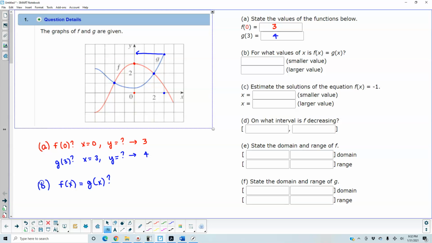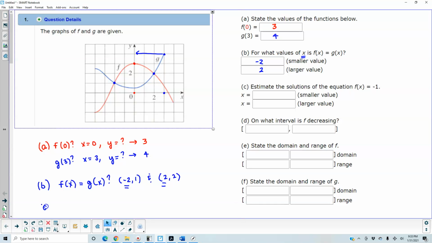And we want to find the values of x. So what is the ordered pair as to where they intersect? Well, we know that the first ordered pair is (-2, 1), and the other is (2, 2). And so again, we're looking for the values of x. So that means the smallest x is -2, the largest x is +2. So it's -2 and +2.